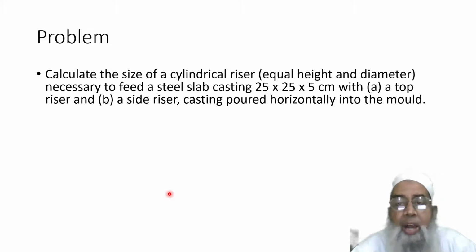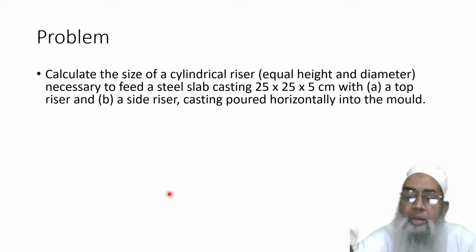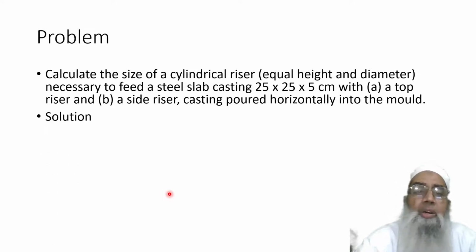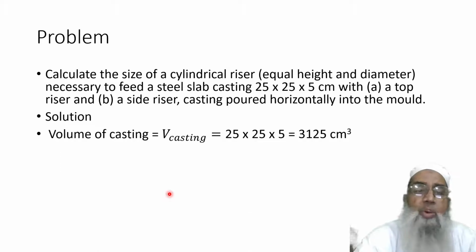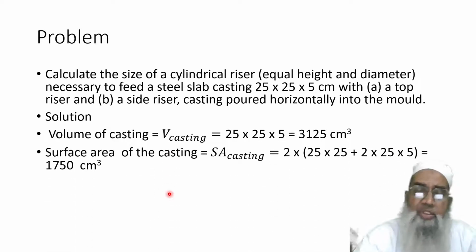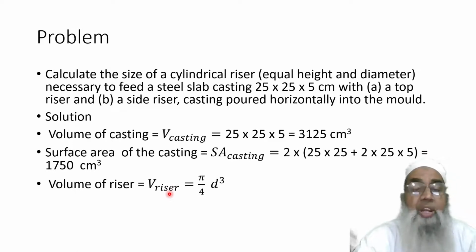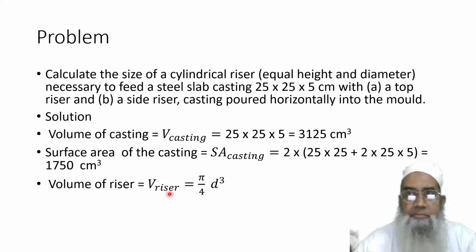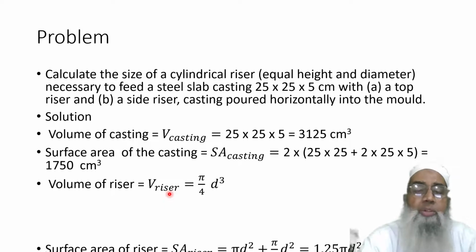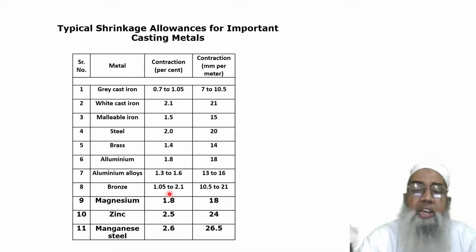for a steel slab casting of dimension 25 x 25 x 5 centimeters. Design a top riser and a side riser when it is poured horizontally into the mold. Now, the solution can be given by, we know the volume of the casting, the surface area of the casting, and the volume of the riser. We know the equation, because the height and diameter are the same, it can be equated to D cubed, and therefore the surface area is here.